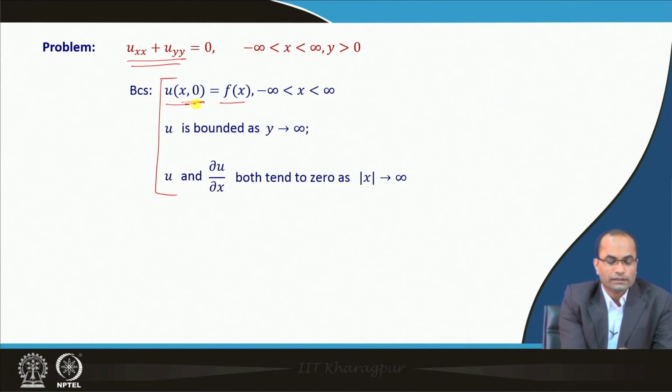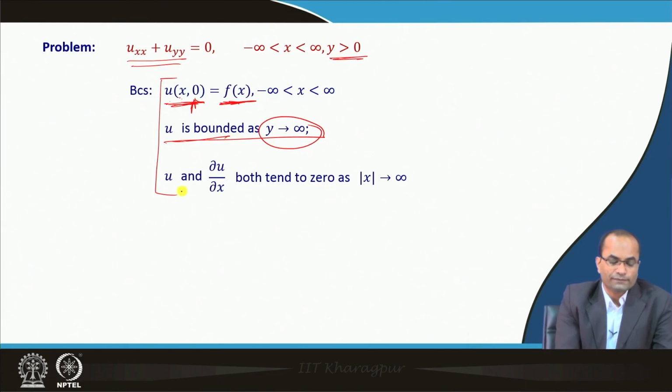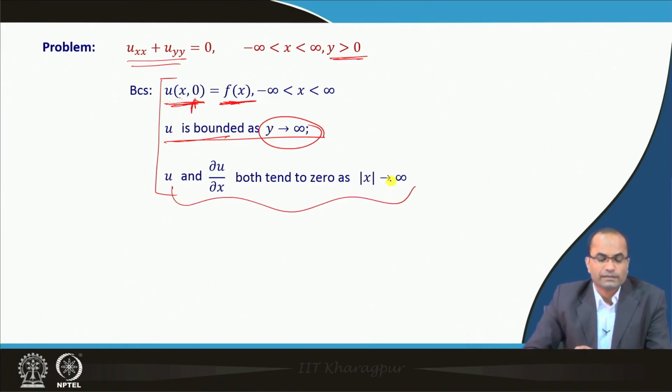Here we have, for all x at y equal to 0, because y is from 0 to infinity, this f(x). And the other boundary, when y approaches infinity, u is bounded, and as x approaches infinity, we know that both u and u_x tend to 0.